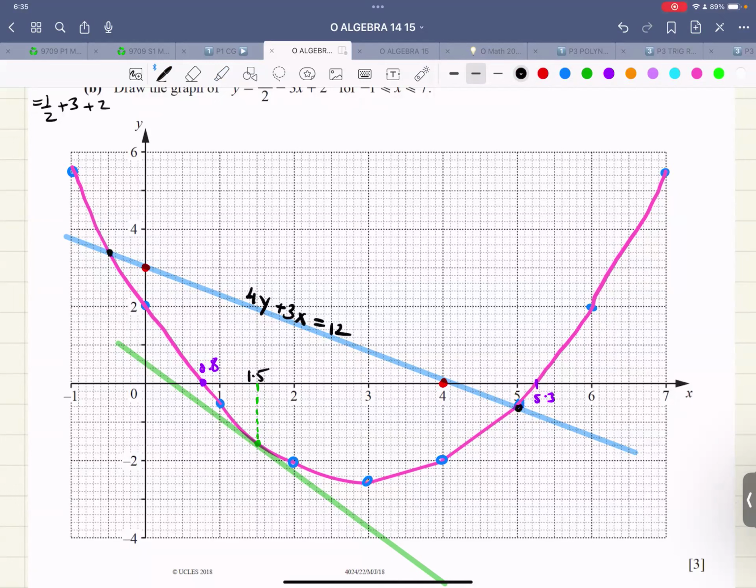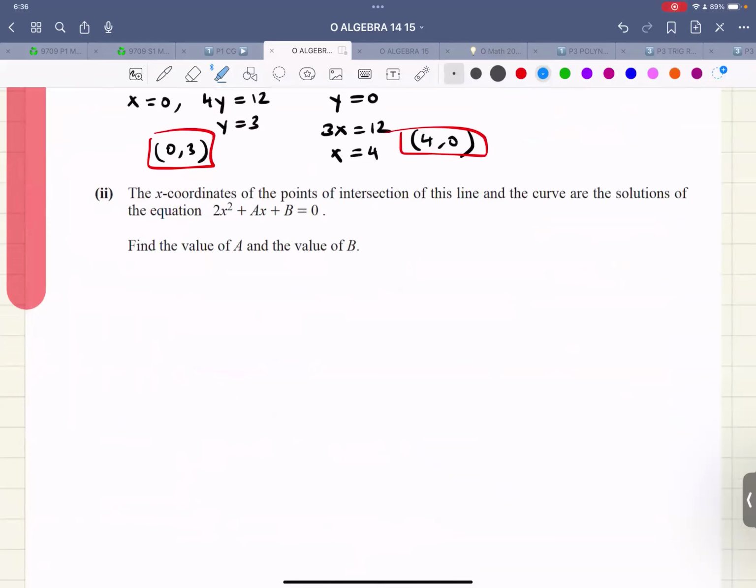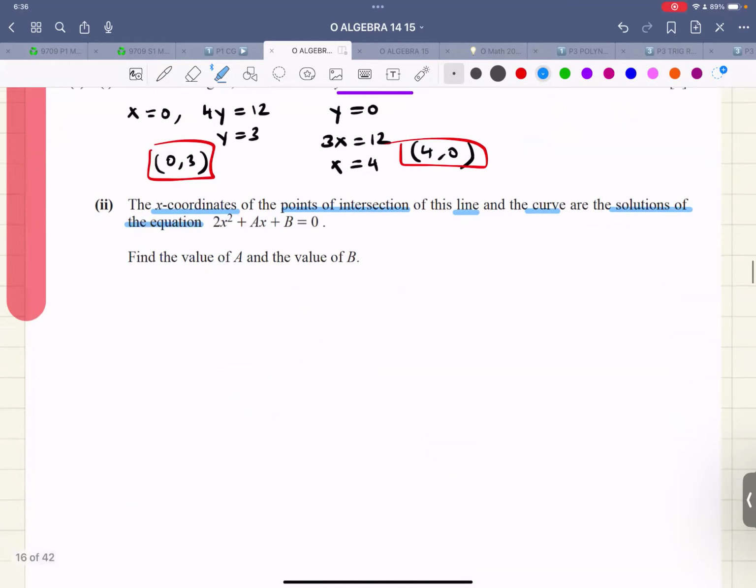So this is one of the points of intersection. That is the other point. So this looks like negative 0.5 to me. And this looks like positive 5 to me. Okay. Now, how have they worded this question? They are saying that the x coordinates of the points of intersection of this line and the curve are the solutions of this equation.